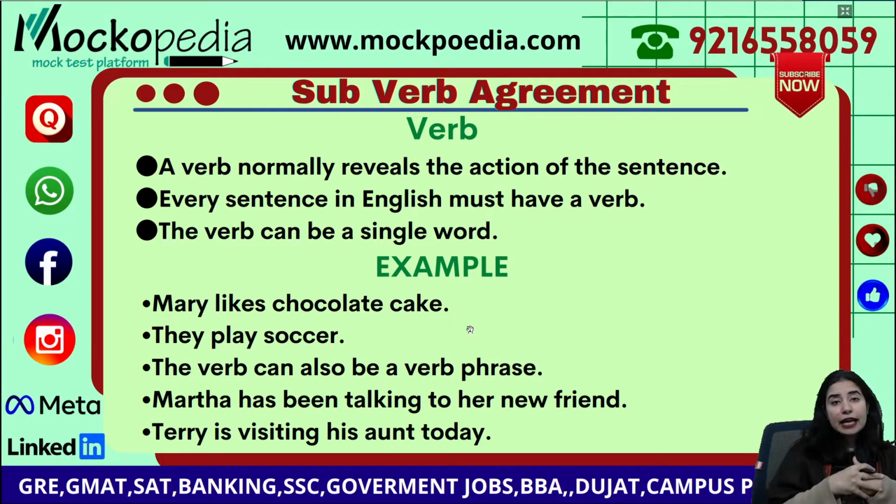Now, proceeding ahead, let's pick some examples and try to identify what the verb is in the sentences. Let's pick one example. Mary likes chocolate cake.